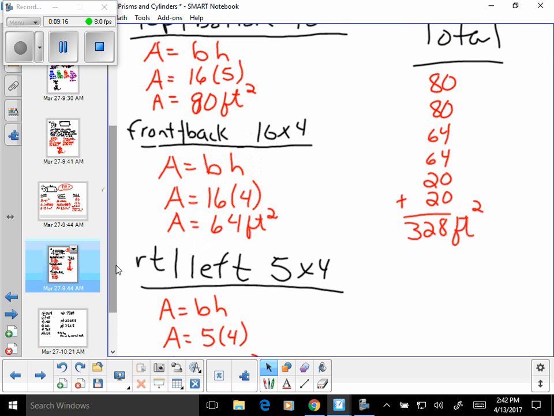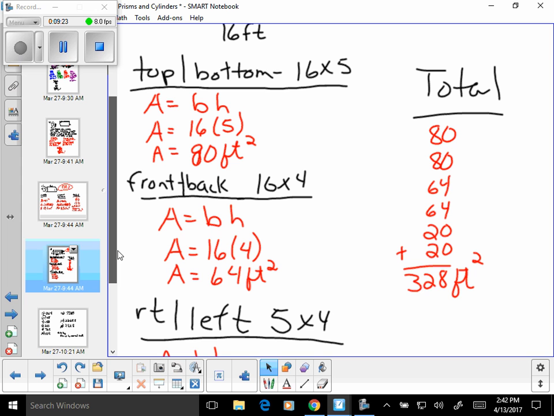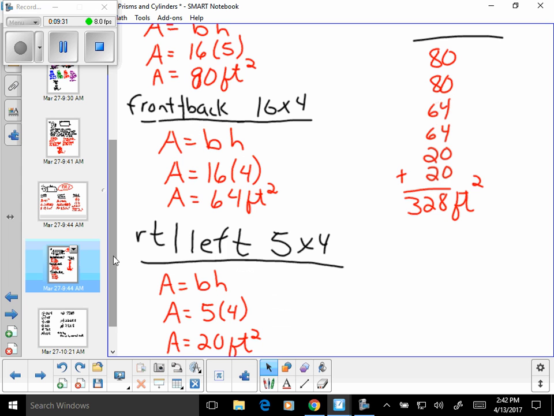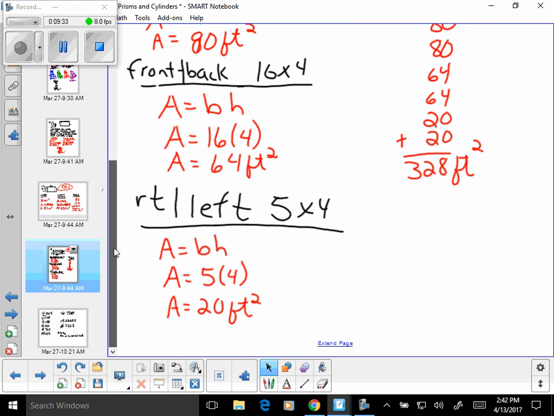Now, sometimes what happens is students only end up with like 160 something for this problem because they forget that you have both a top and a bottom, so 80 has to be added in there twice, a front and a back, 64 has to go in twice, and then the right and the left, so the 20s have to go in there twice. It's usually a good idea to just go ahead and put them in there as 80, 80, 64, 64, 20, 20.